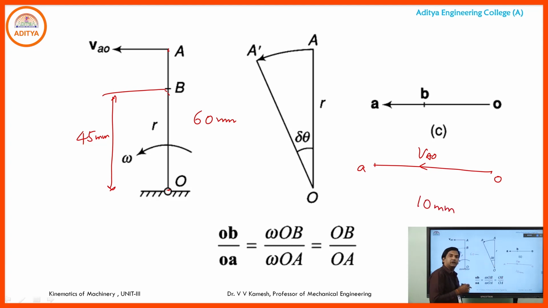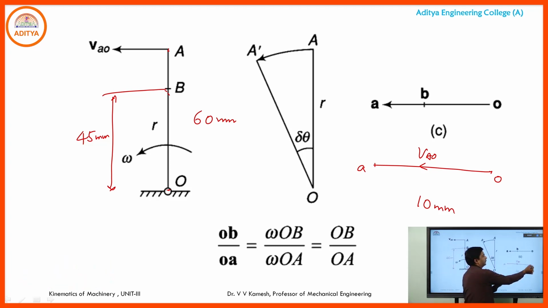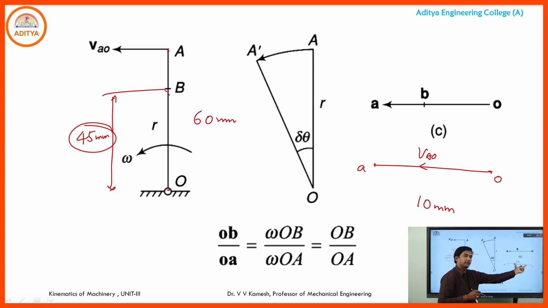Suppose the chart is not sufficient for me to draw 60 mm. Then what will I do? I will take some scaling. Based on the scaling, I will put 10 mm to represent this 60 mm, so I am dividing by 6. But 45 by 6 I cannot calculate as a fraction and put here. So there I need to have some technique.